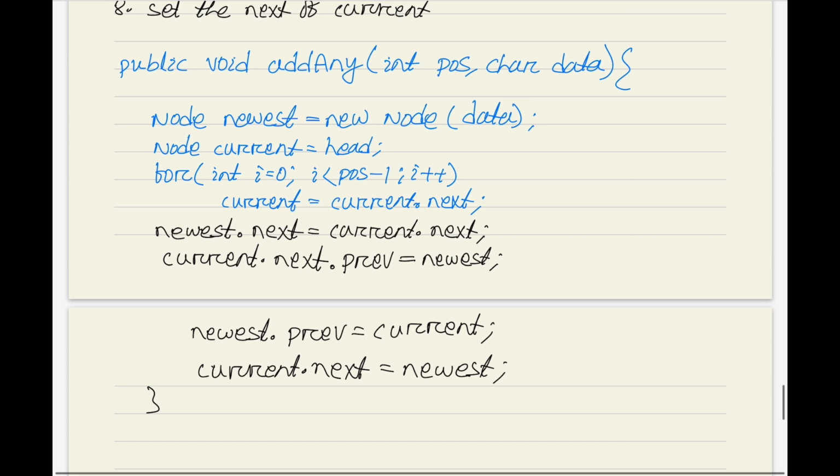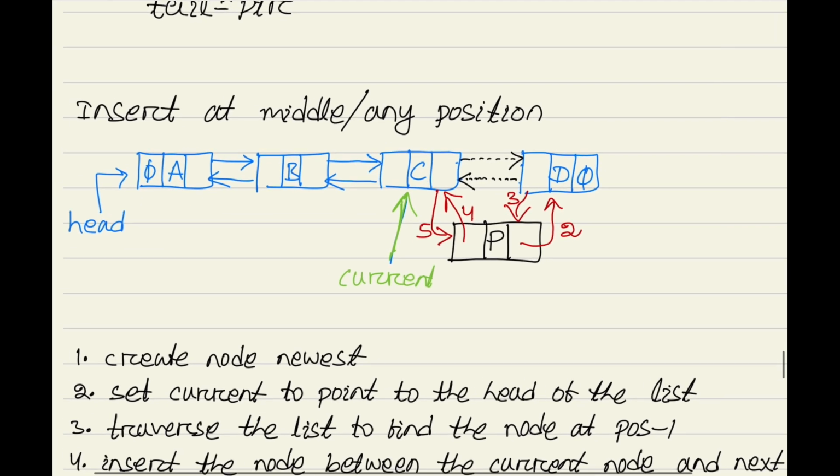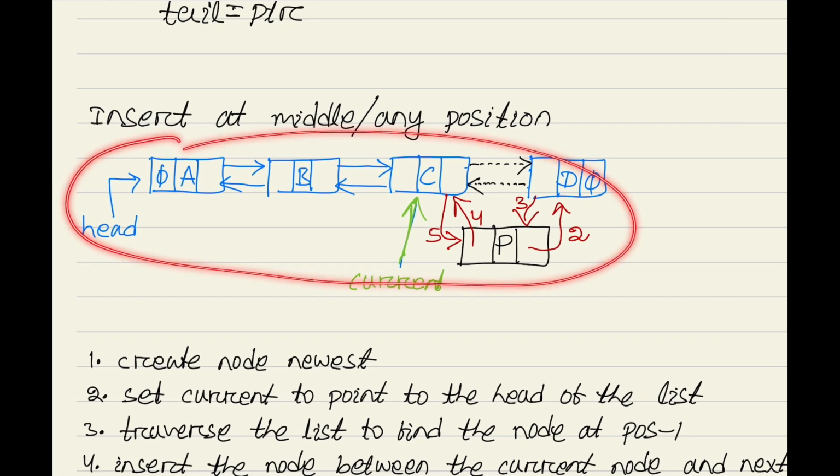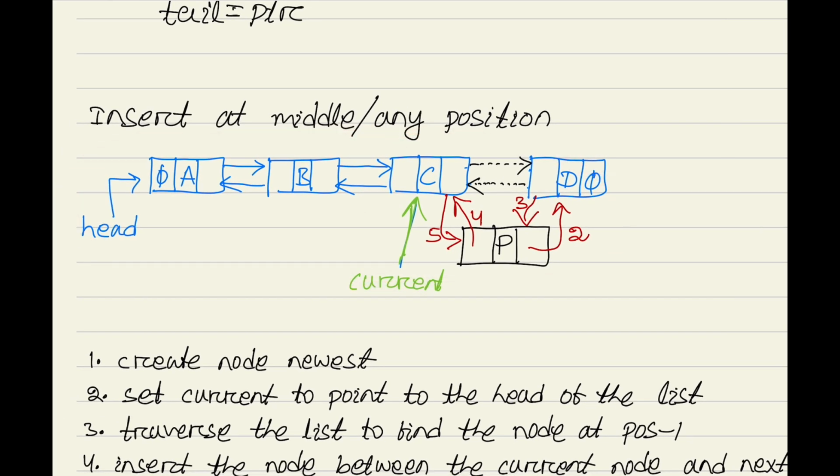So I hope this one is clear, and if it is clear, write understood in the comment. So this is the pictorial representation. First create the new node, then traverse from the beginning and reach the node that is at position -1, then just update the next and previous of the new node, and its next, its previous. So this is a simple one.